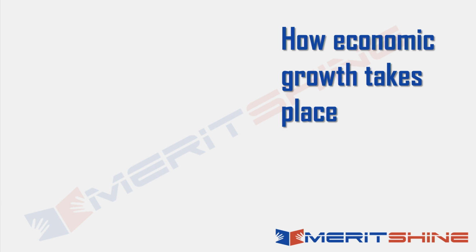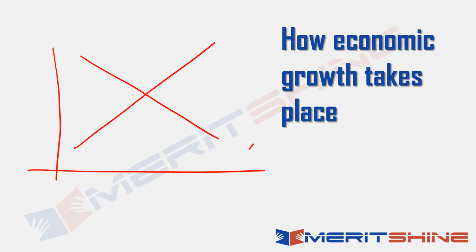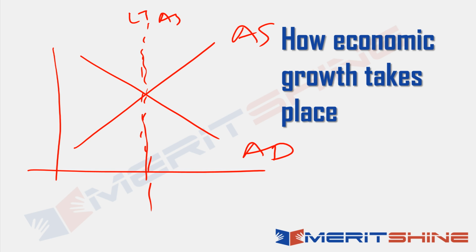Now we have, I think, already mentioned it many times. Now let's see how this growth takes place. So this is your aggregate demand. I'll try to show it using a graph. I hope you will understand. This is your aggregate supply long term also. Now this is your quantity Q, your GDP basically.